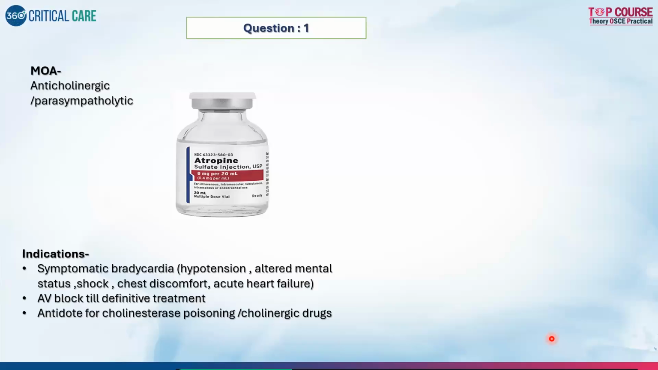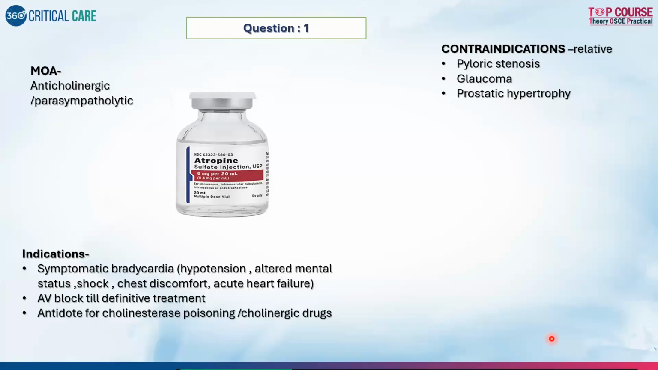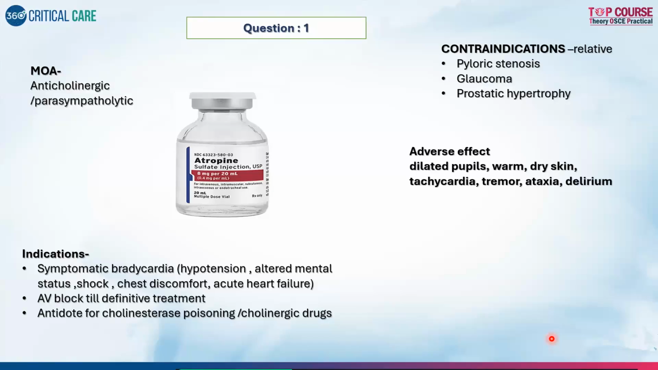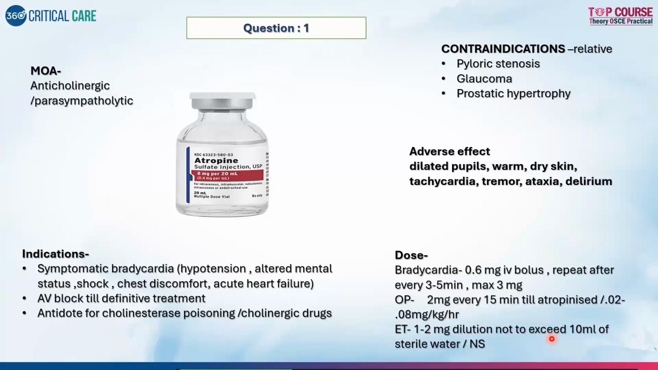Indication being symptomatic bradycardia, AV block till definitive treatment. It is also used as an antidote for cholinesterase poisoning or cholinergic drugs. It is contraindicated in case of pyloric stenosis, glaucoma, prostatic hypertrophy. Adverse effect being it causes dilated pupils, dry skin, tachycardia, tremor, ataxia, delirium. And the dosing is 0.6 milligram IV bolus every 3 to 5 minutes in case of a bradycardia, maximum being up to 3 milligram. For OP poisoning, we give 2 milligram every 15 minutes until atropinization.